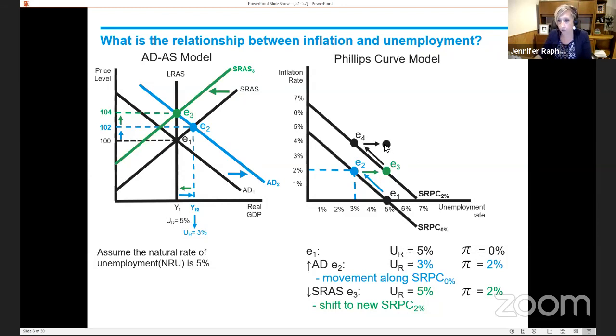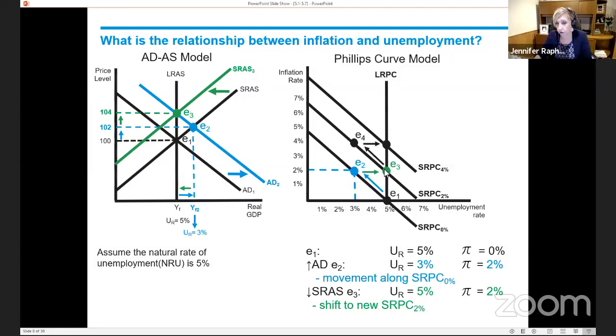And so we'd have a new point here to reflect that the economy has adjusted to long run equilibrium at 5% unemployment, but now with an expected rate of inflation of 4%. So we'd need a new short run Phillips curve with an expected rate of inflation of 4%. And this process could keep happening again and again. And what you notice is that this is what helps us develop our long run Phillips curve.